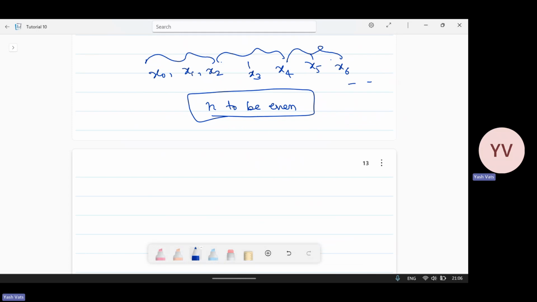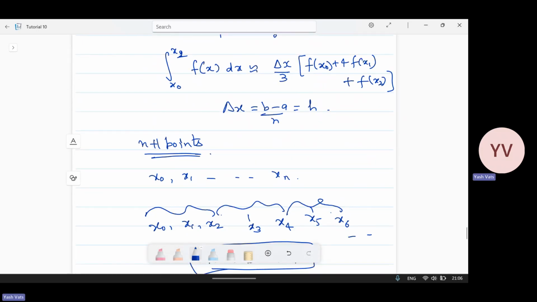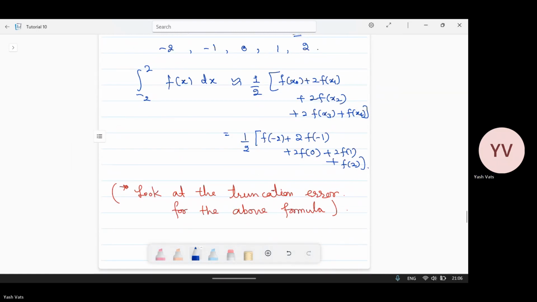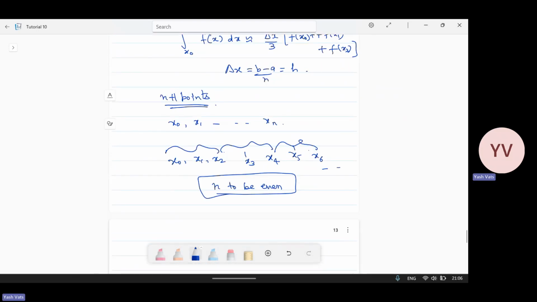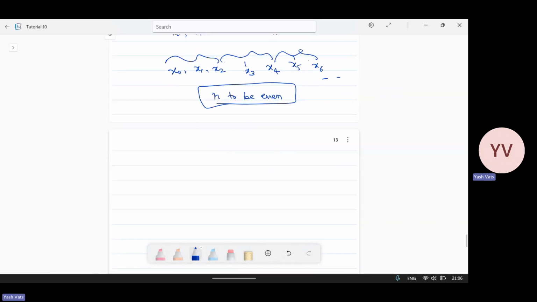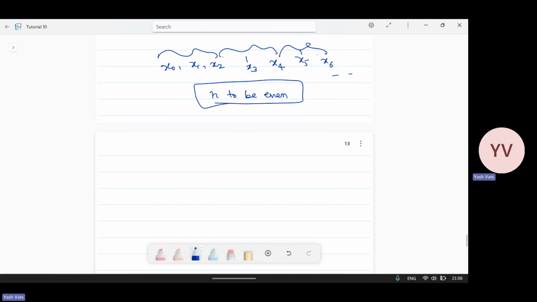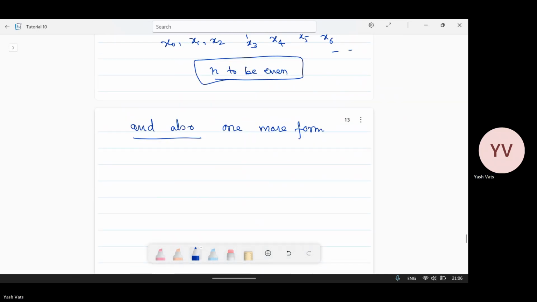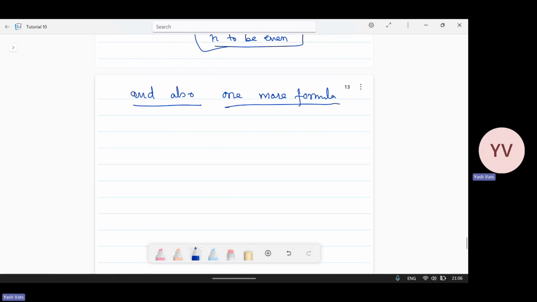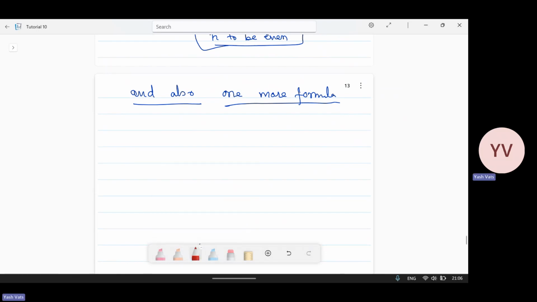So you can use this formula to do similar analysis for functions. And there is also one more formula. Why is it called 1 by 3? Because of this factor, 1 by 3 times del x. The other one is called Simpson's 3 by 8.